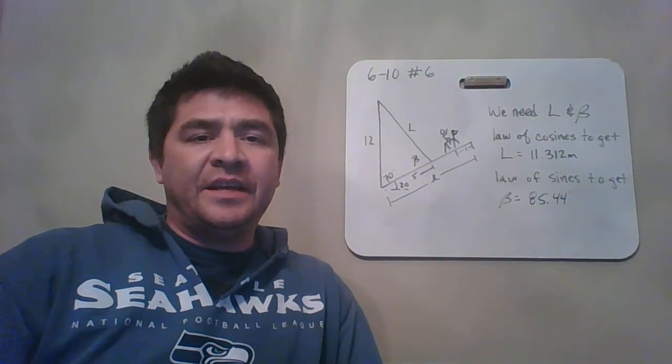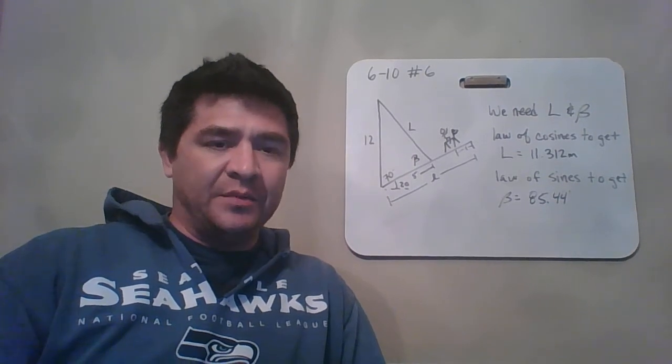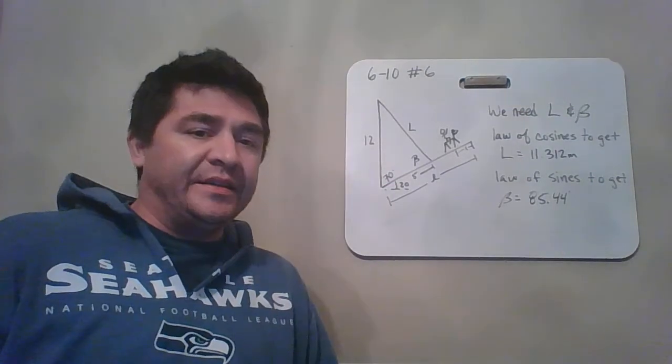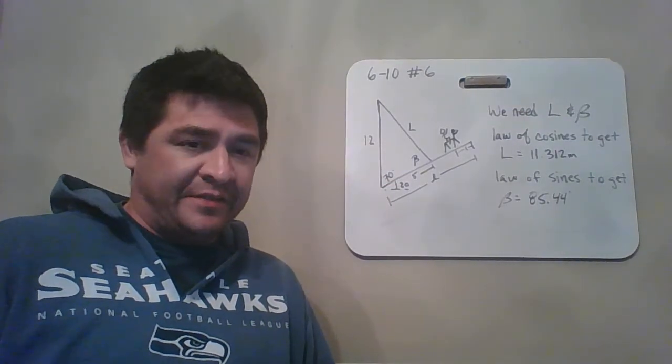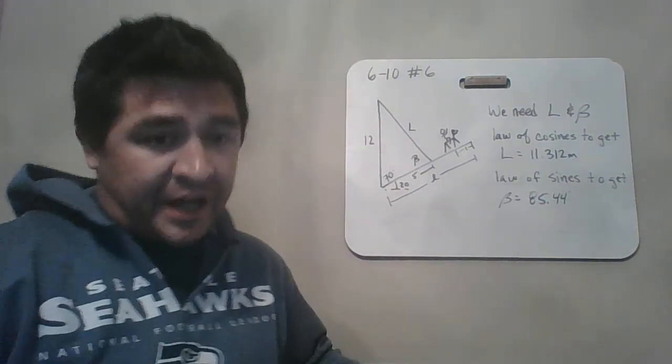All right, 610, number 6. Sir Lost-a-lot on his drawbridge. The hardest part about this problem for me is just the stupid first part where you have to do some geometry or some trigonometry, right?